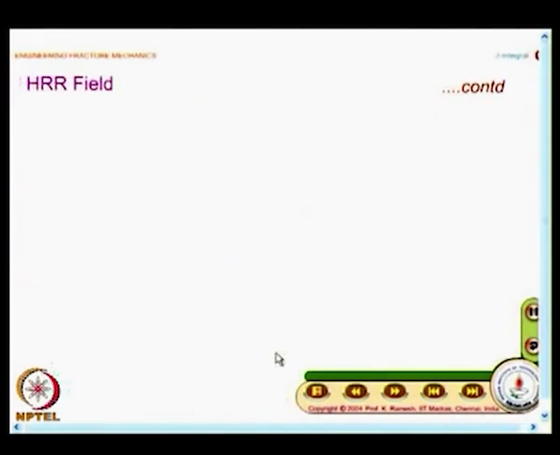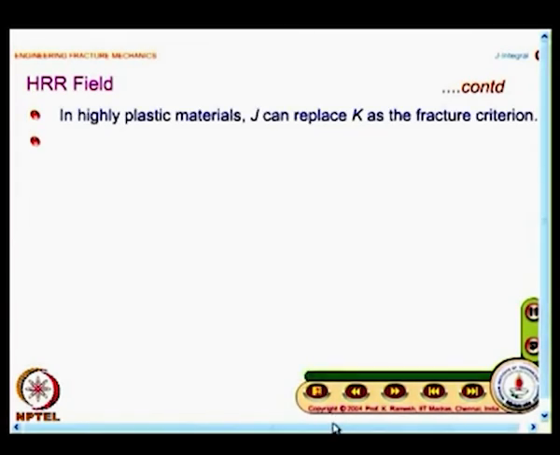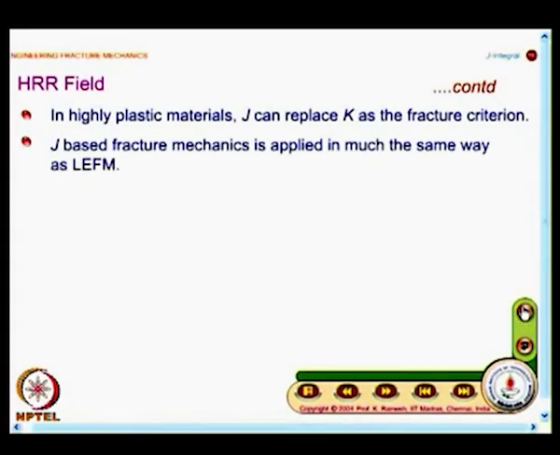You have important contributions that have been made, and let us look at this: in highly plastic materials, J can replace K as the fracture criterion. So, what we had done in linear elastic fracture mechanics, we would have a critical value of the stress intensity factor, we called it fracture toughness. We had elaborate test methods to find out what is K1C. On similar lines, you can also have J1C.